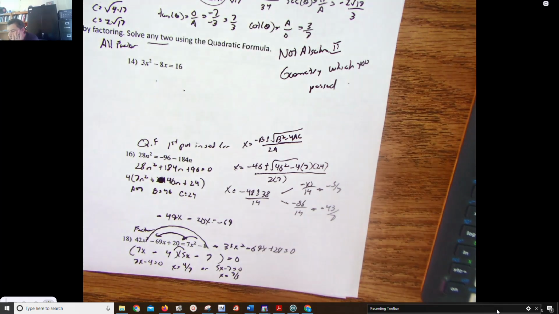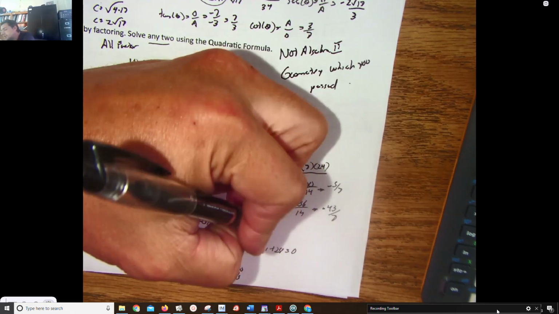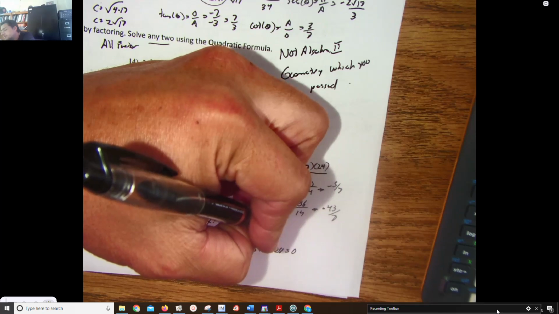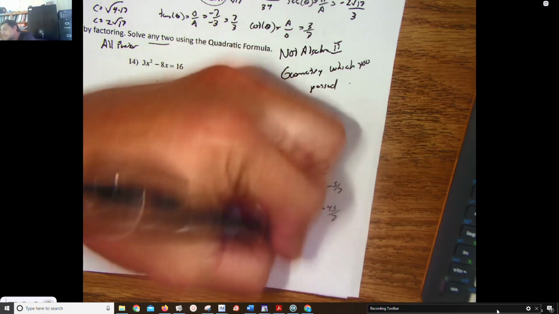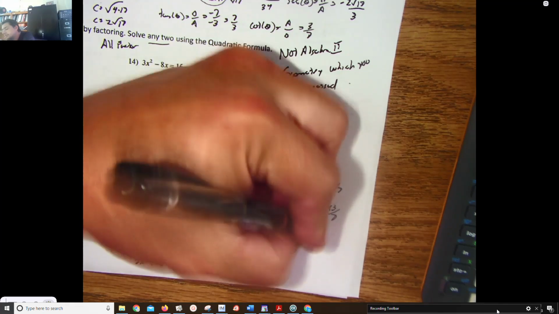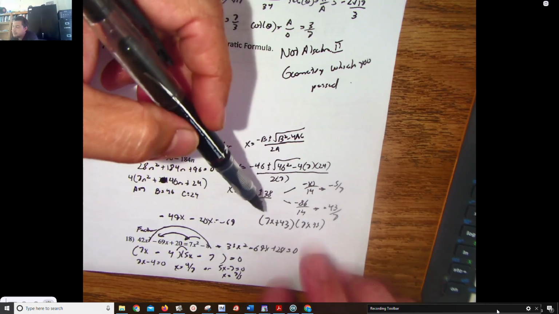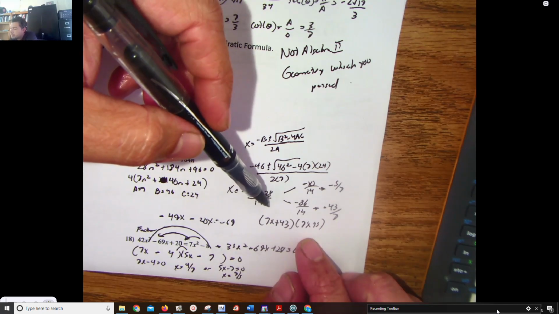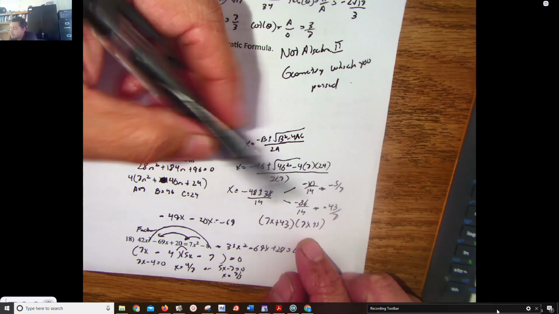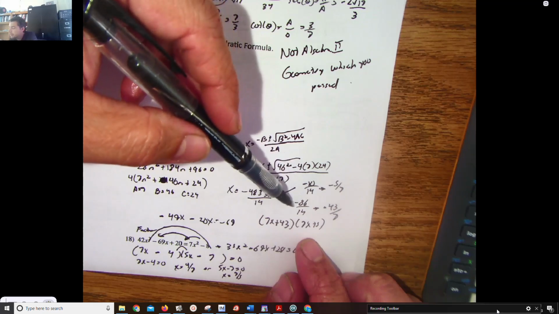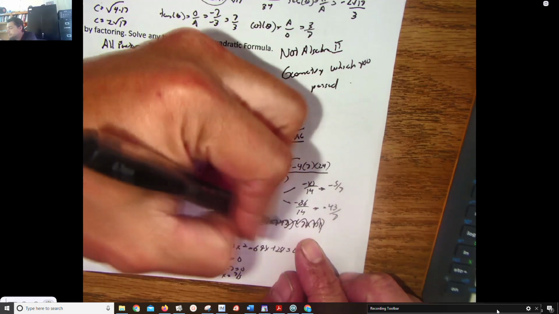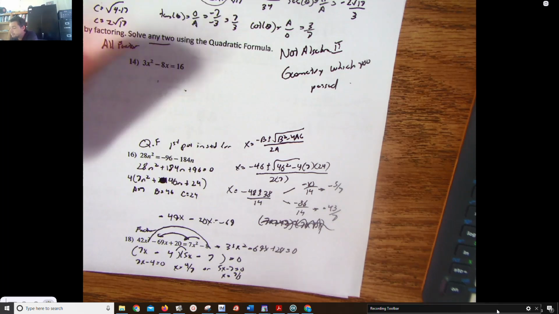It would have been a funny looking thing to factor, but it would have factored. I don't know if you can make that jump or not. But that is how it would have factored. Maybe not. I don't know. Too tired. That's what she is. There you go.